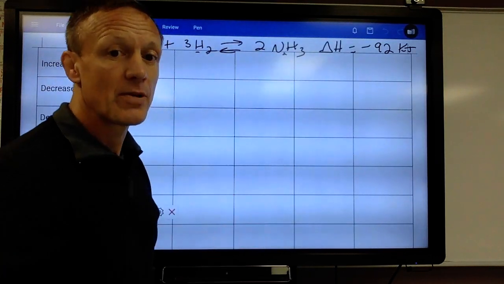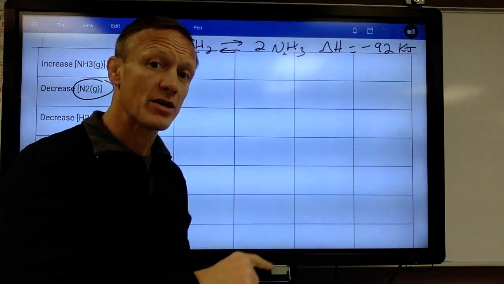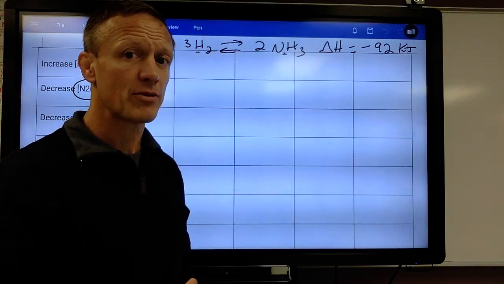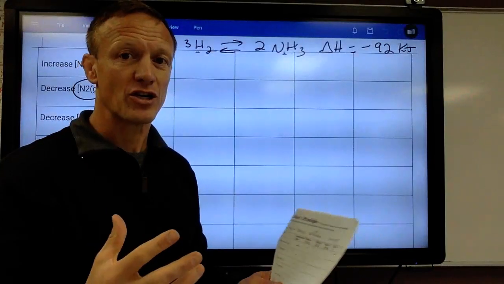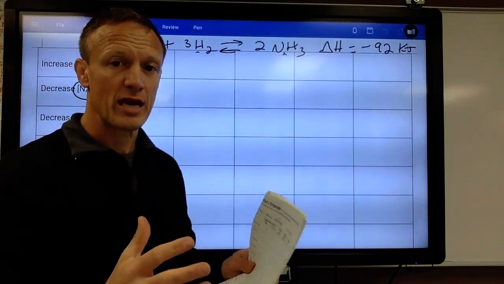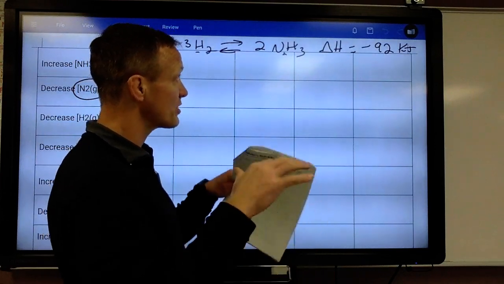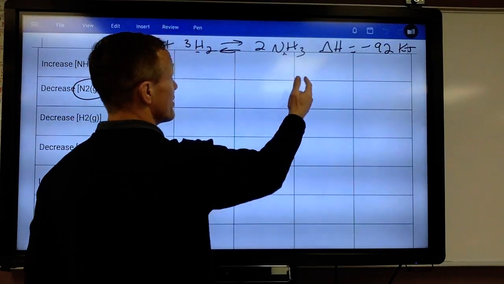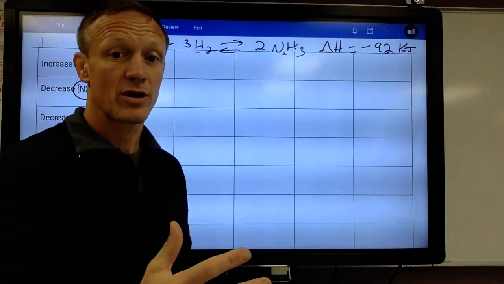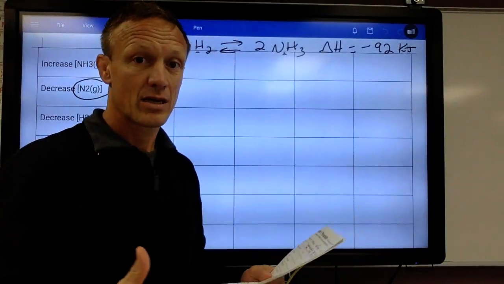So I always tell students, every time we add heat, every time we increase temperature, it always moves in the endothermic direction. Anytime we increase temperature, we want to make it so the reaction uses that heat up. So the endothermic direction is always using that heat up. If we make it colder, it's always going to shift in the exothermic direction to try and release some heat and heat things back up.